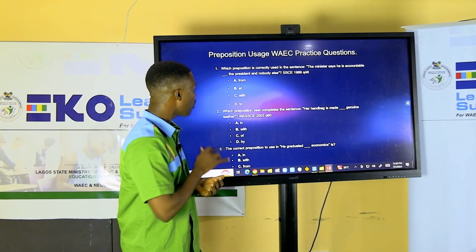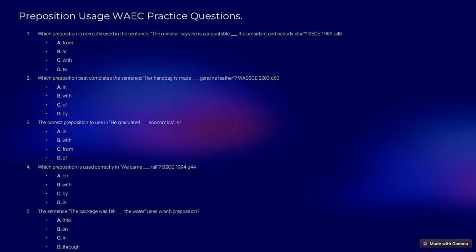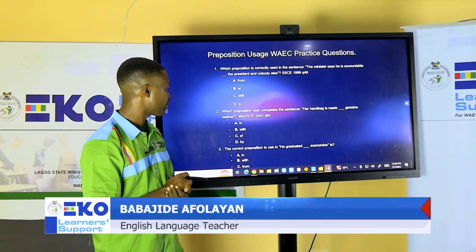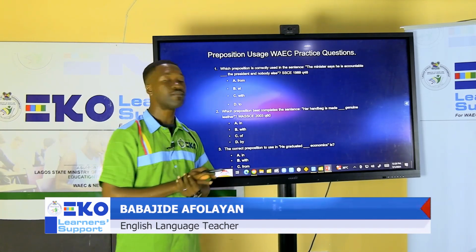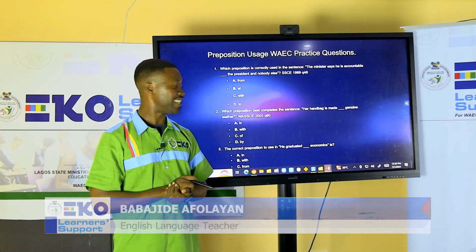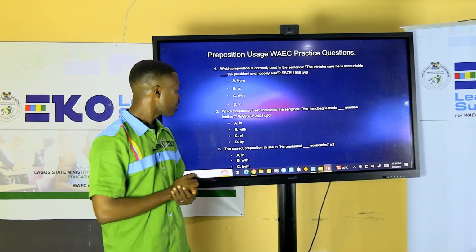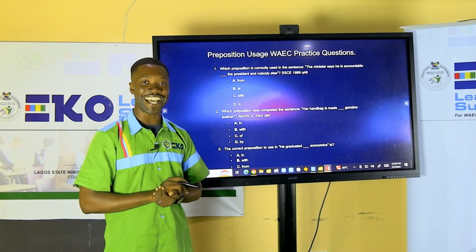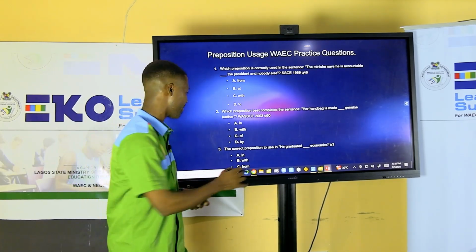Question number 2. Which preposition best completes the sentence? A handbag is made dash genuine leather. It's taken from the West African School Certificate Exam 2003, question number 60. And the answer is, it is made of leather, as we've earlier discussed in the lesson. Let's look at question number 3. The correct preposition to use in he graduated dash economics is, yes, the correct answer is he graduated in economics.